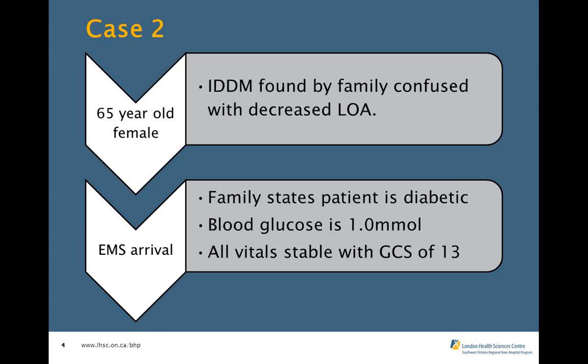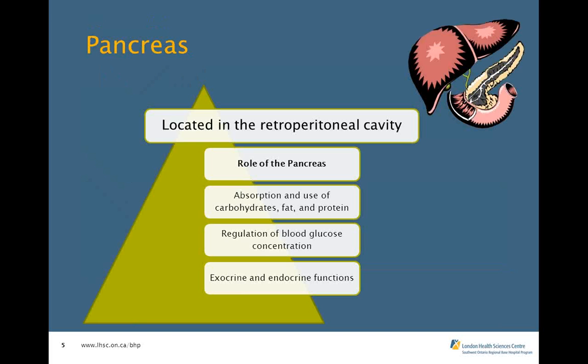For case 2, we have a 65-year-old female, insulin-dependent diabetic, found by the family confused with a decreased LOA. EMS arrive and find the family states the patient is a diabetic. Their blood glucose on this patient is 1. All vitals are stable with a GCS of 13. So Dwayne now is going to take us through some pathophysiology.